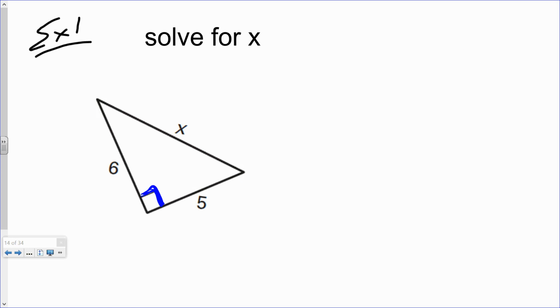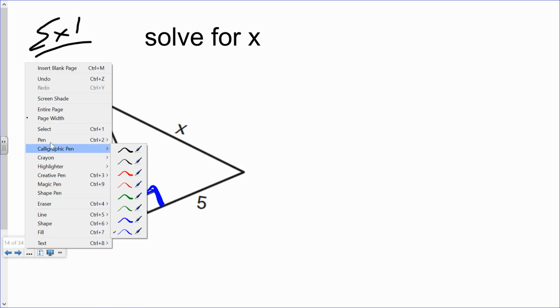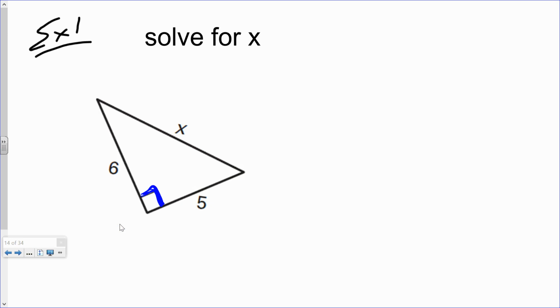Okay, let's try it. The Pythagorean theorem law says, a squared plus b squared equals c squared. Write that out with me. A and B are the legs, and C is the hypotenuse. What would be my legs here? Anybody? 6 and 5. The legs always make up the 90-degree angle.